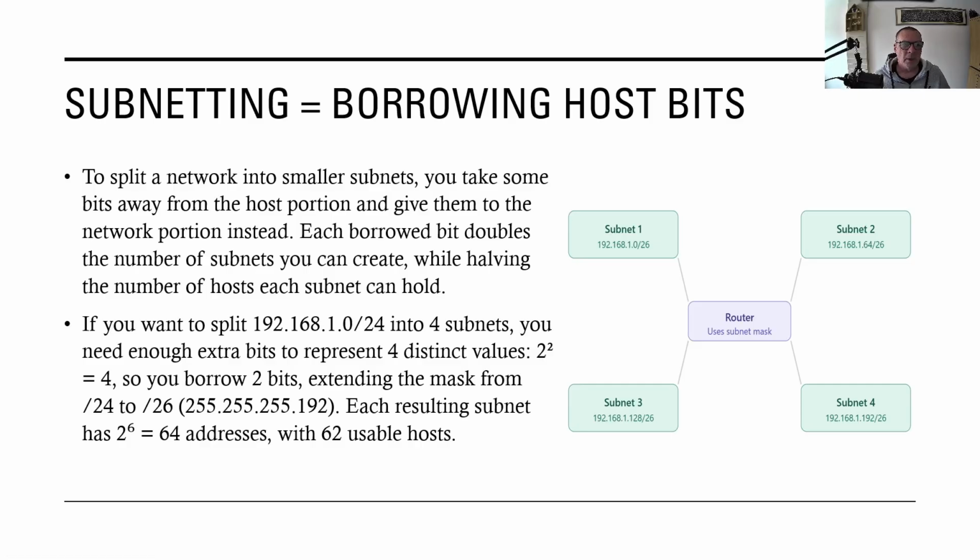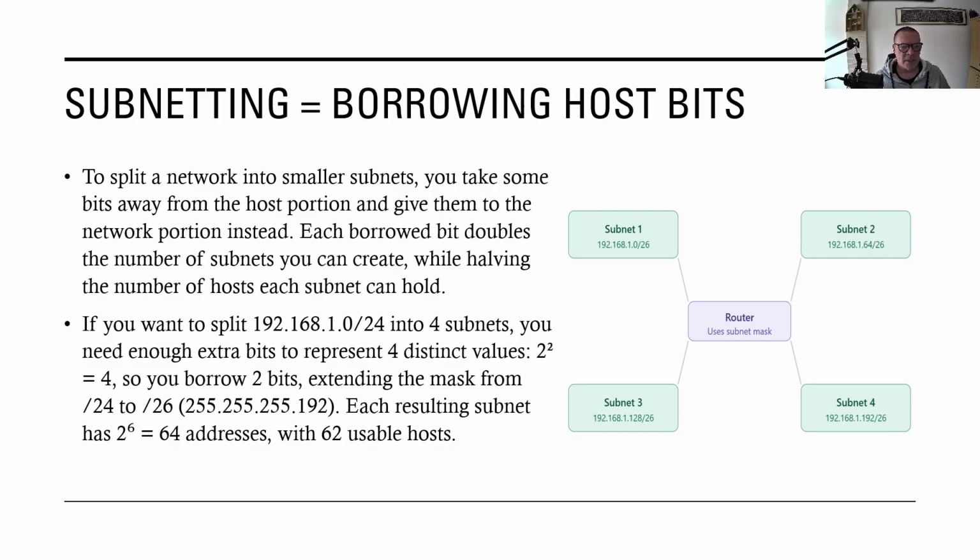If you want to split your network into smaller subnets, you need to take more bits away from the host portion and give them to the network portion instead. So you move that line where you're splitting the IP address. For each bit you borrow, you can double the number of subnets you can create, but you have to halve the number of hosts you can have. So we could take something like 192.168.1.0/24. If you want to split that into 4 subnets, you need extra bits. How many extra bits do you need? Well, to represent 4 different values, you need 2 to the power 2. So you need 2 bits.